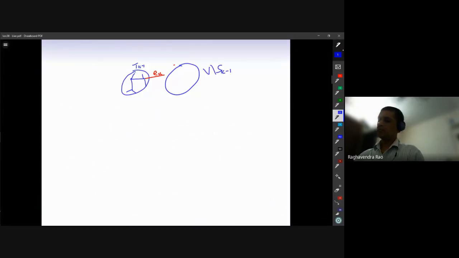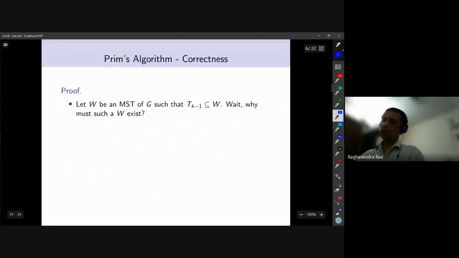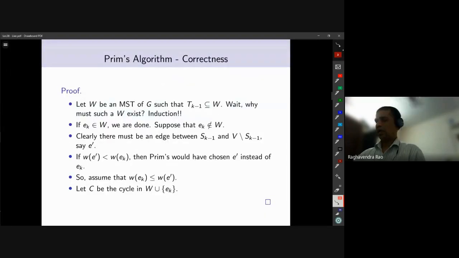By the induction hypothesis, we have a W, where W is any MST of G such that Tk-1 is contained in W. Why does such a W exist? Due to the induction hypothesis. Now we are going to look at the relationship between W and ek. Clearly if ek is in W, we are done, because Tk is also contained in W, so we have proven what we wanted.